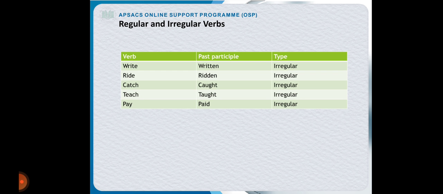Let's go through some regular and irregular verbs. Regular verbs are those verbs that simply need to add ed as a suffix in order to change into its third form or past participle. While irregular verbs change their spellings in order to convert into their past participle form. Write changes into written and it is an irregular verb as its spelling changes completely. Ride changes into ridden. Catch changes into caught. Teach changes into taught. And pay changes into paid. All of these do not require the addition of ed, so they are all examples of irregular verbs.